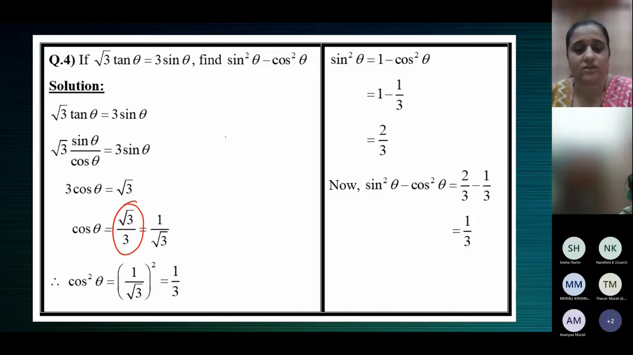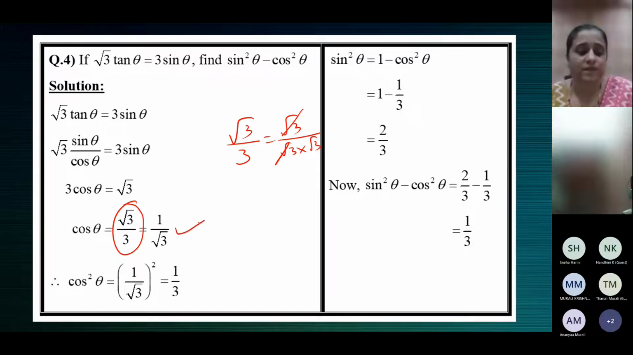Root 3 by 3. How do you simplify root 3 by 3? Root 3 by 3 is nothing but root 3 by root 3 into root 3. So root 3 and root 3 get cancelled, giving 1 by root 3. Cos theta is equal to 1 by root 3.